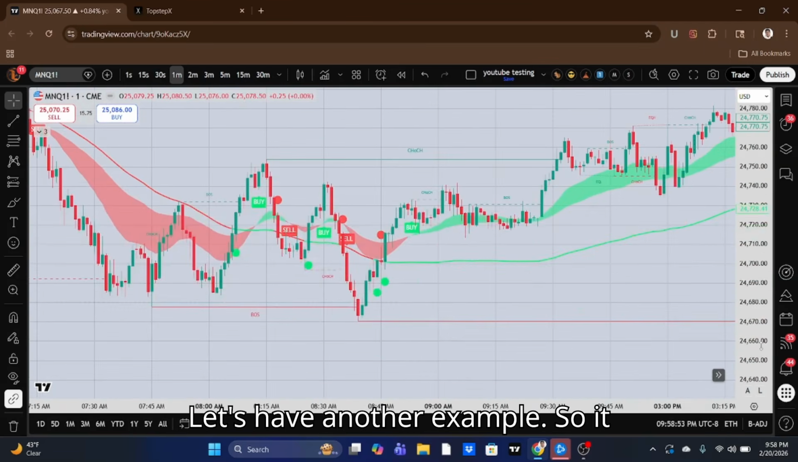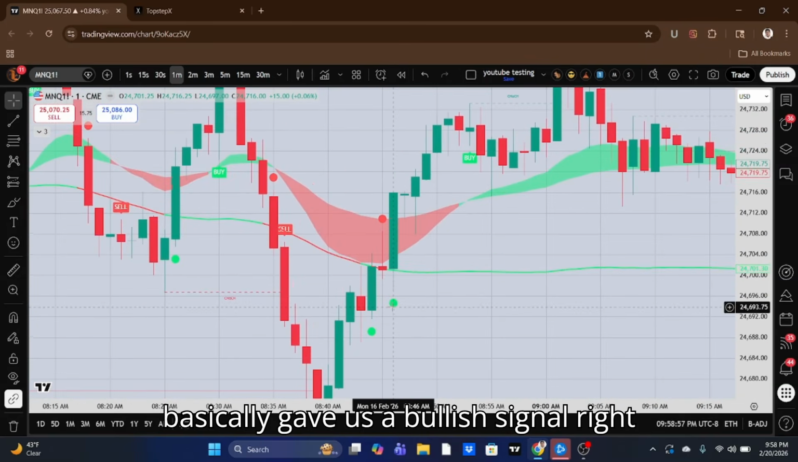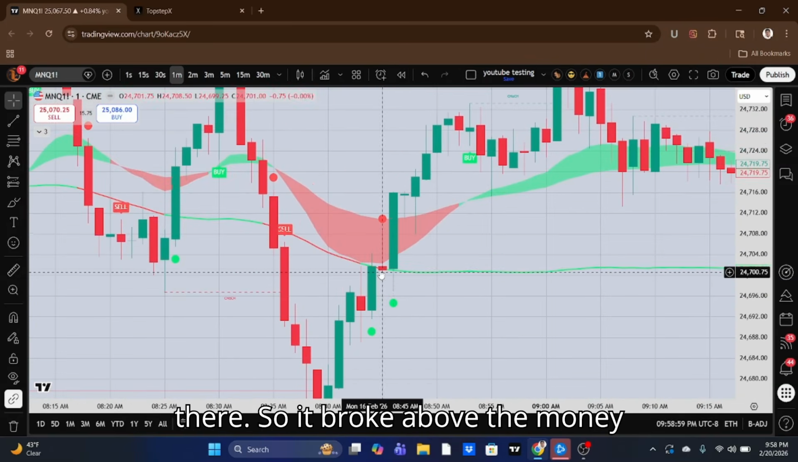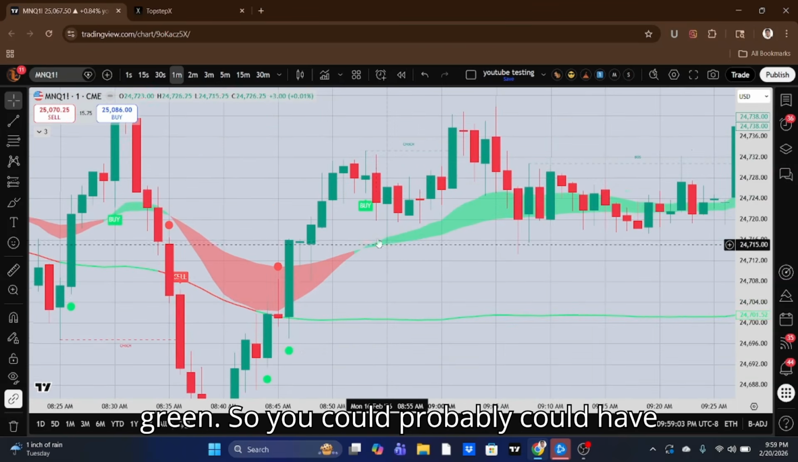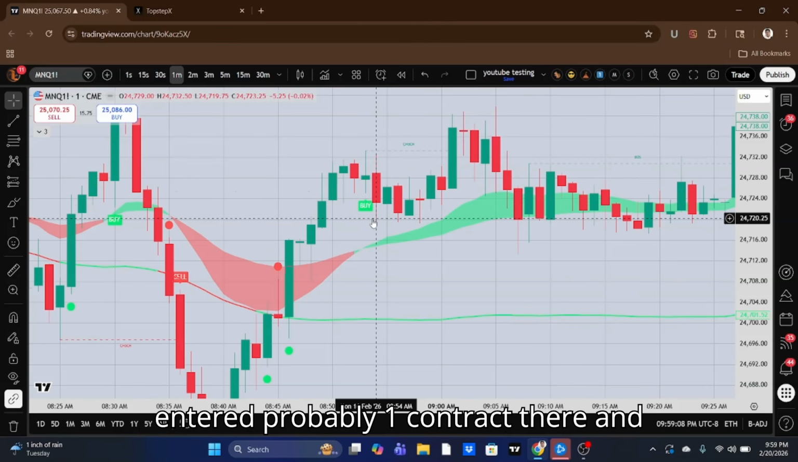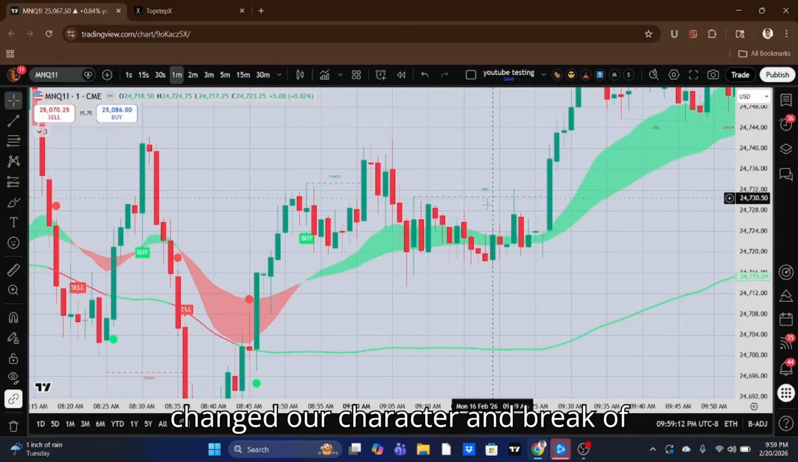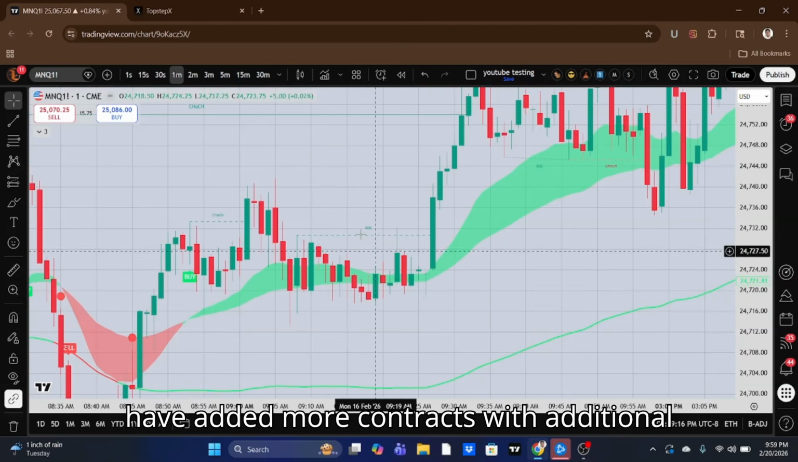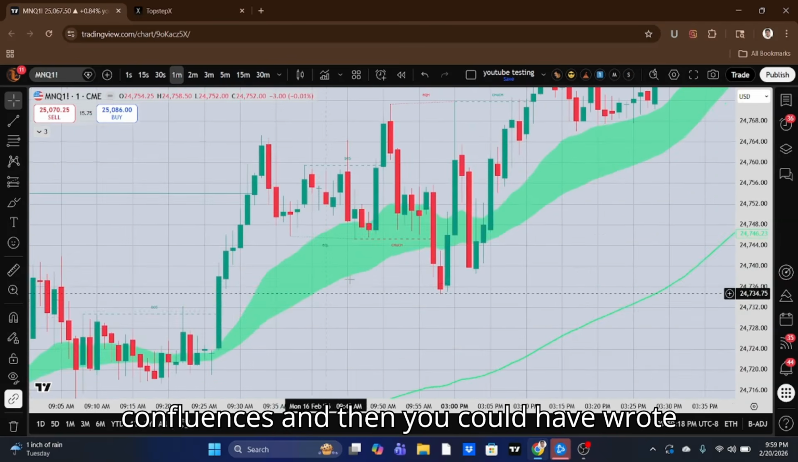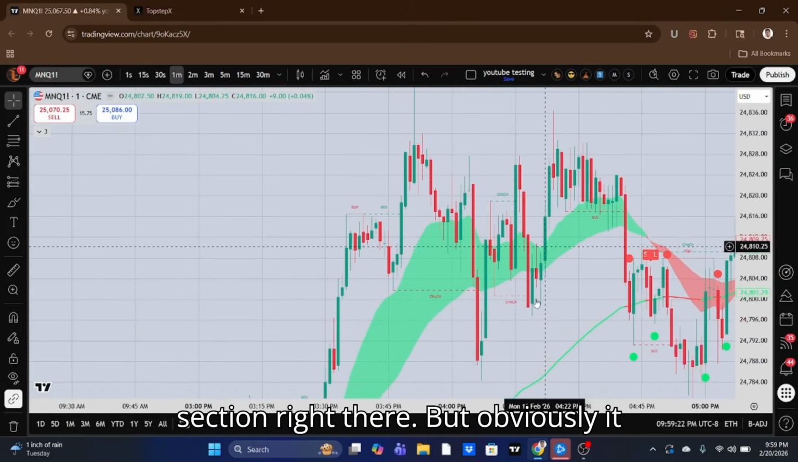Let's have another example. So it basically gave us a bullish signal right there. So it broke above the money line, and then the trend ribbon turned green. So you could have entered probably one contract there, and then you could have added more contracts, change of character, break of structure, and then you probably could have added more contracts with additional confluences, and then you could have ridden the trend all the way in this section right there.